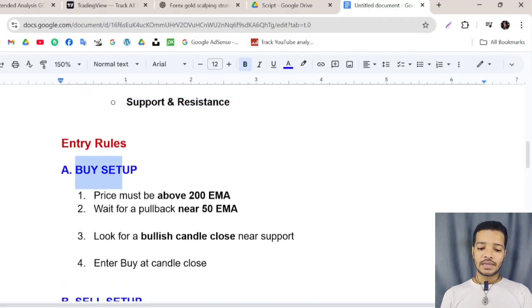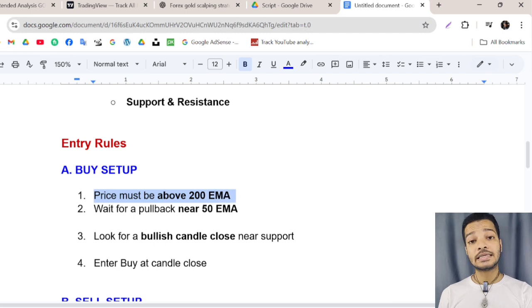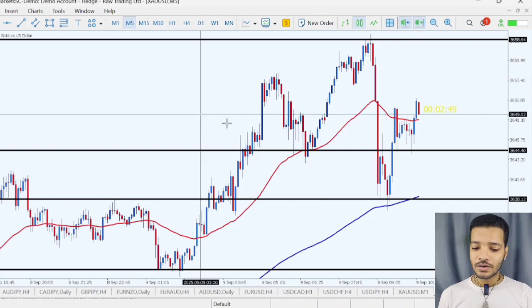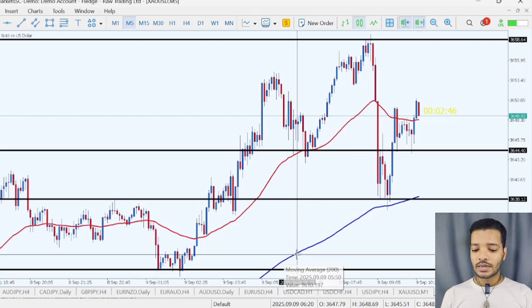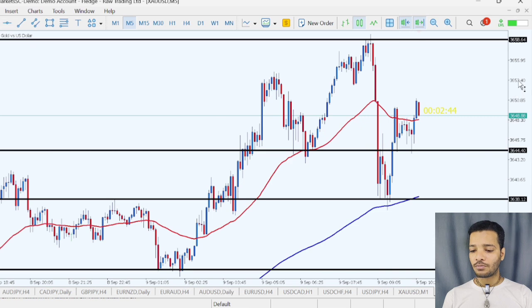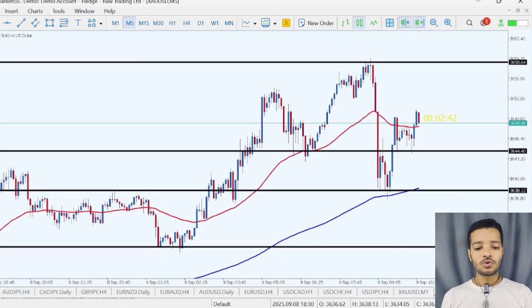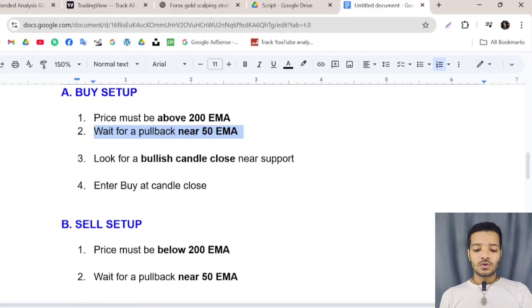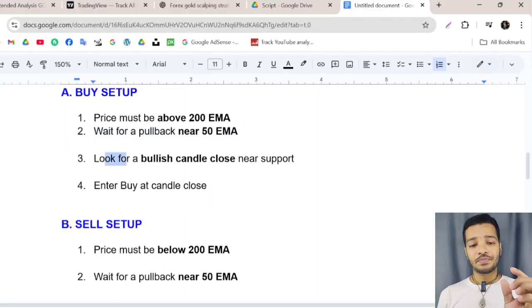Buy entry price must be above the 200 EMA. Must be above the 200 EMA for a buy setup. Only for buy, wait for a pullback near the 15 EMA. After price is above the 200 EMA, this is a very good setup. After above this level, we only look for buy setups. So we look for only a bullish candle after the pullback to the 15 EMA.